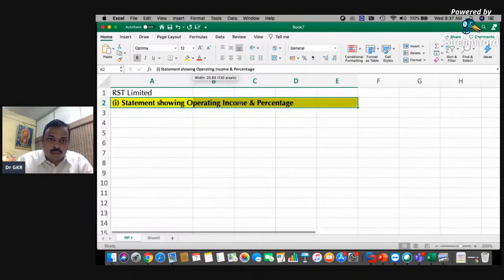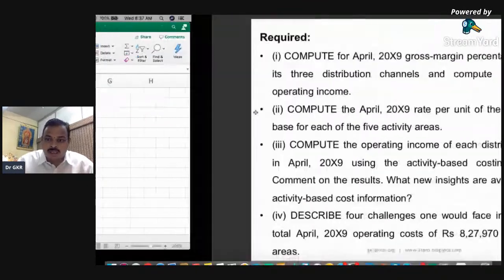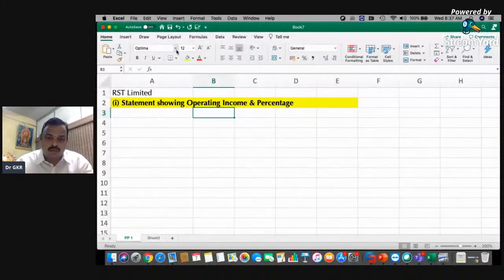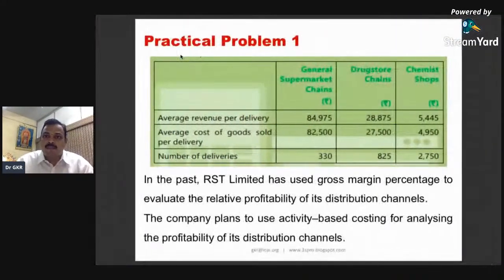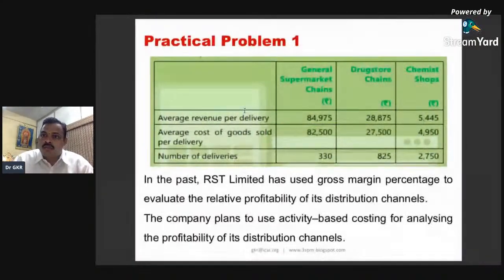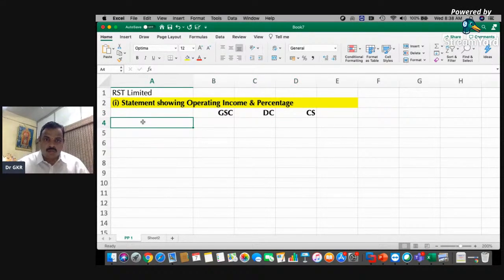So what are those 3 distribution channels? Your 3 distribution channels are general supermarket chain, GSC, drugstore chain, and chemist shop. So general supermarket chain, drugstore chain, and chemist shop. Good. So now, what is your revenue?